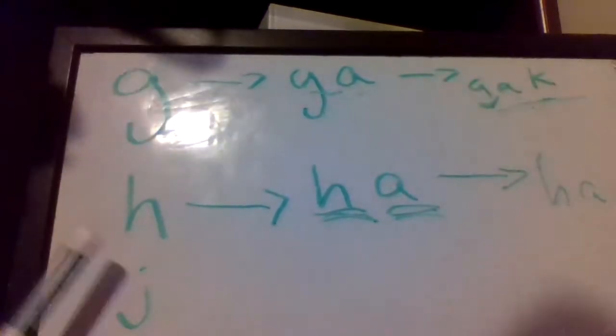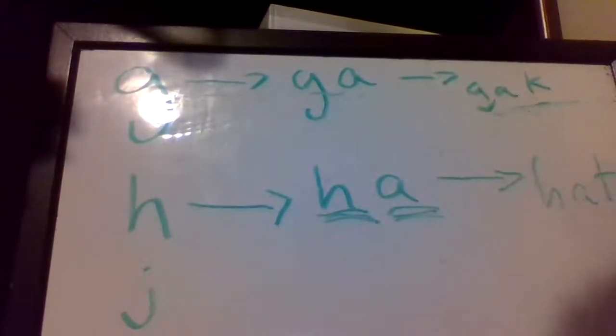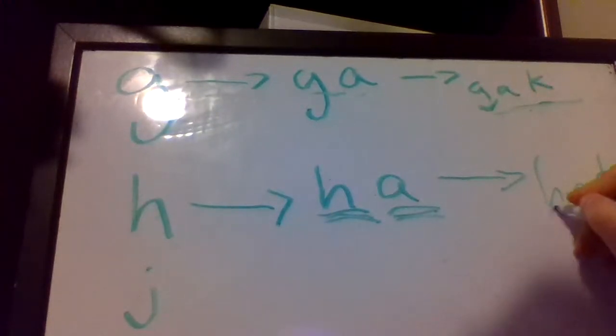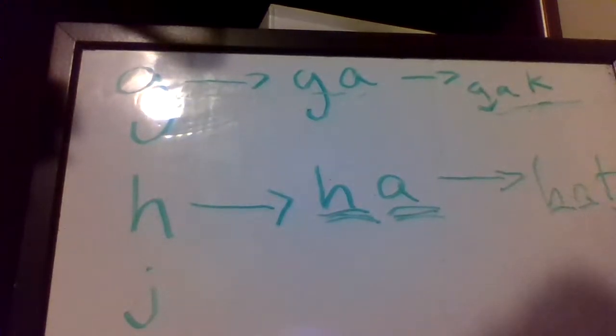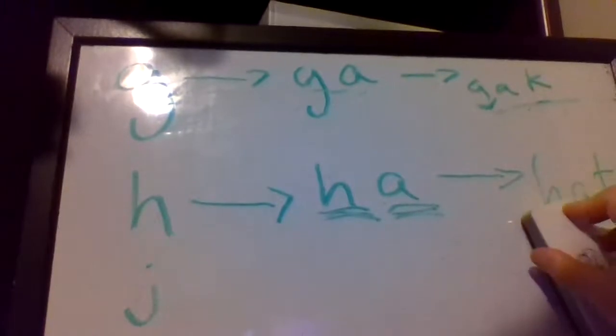Now let's make a new word. Let's add a T. And the T makes a T sound. So we have h, a, T, hat, hat, hat. So let's do it one more time.